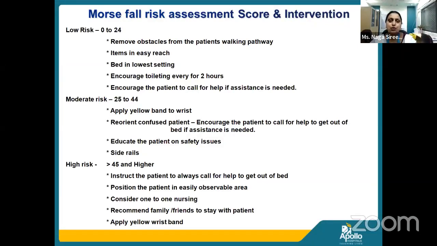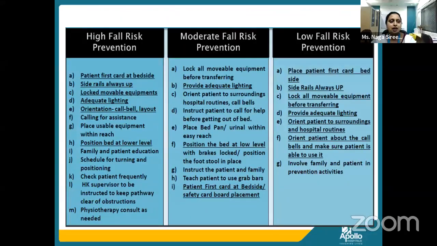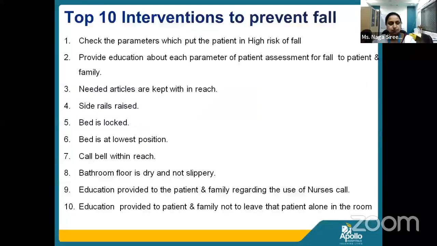Sometimes it may not be good saying that if you have a fall, you will have a fracture and again you have to stay in the hospital for a long time, but at times we have to tell what is going to happen to the patient. Otherwise, sometimes the patient and attendant also won't take it seriously. These are the high fall risk and moderate fall risk prevention measures. I already explained the low fall risk prevention methods.